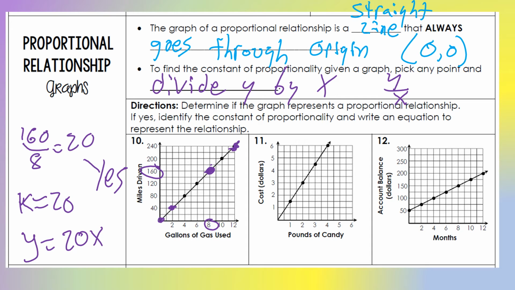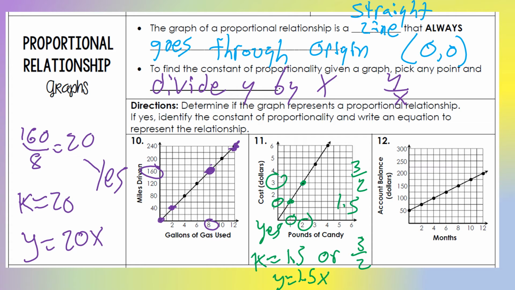Same thing in the next one. Is this proportional? Yes, this is proportional. It goes to the origin, and it's a straight line. Pick any point, doesn't matter which one. We've got 3/2, or we've got 1.5 over 1, which equals 1.5. So k is 1.5, or you could leave it as a fraction, doesn't matter. And then y is equal to 1.5x, or you could write it using the fraction. It really does not matter.